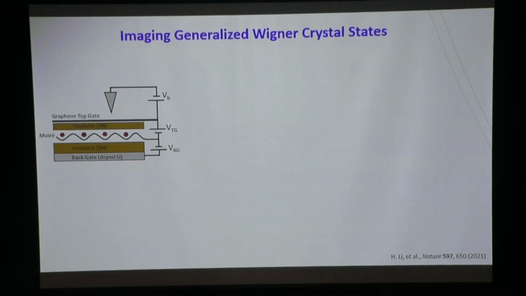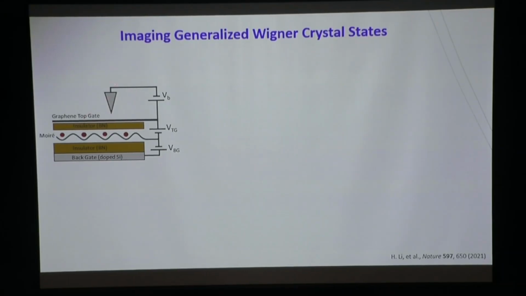And so what we did to image these Wigner crystal states is we took a moiré superlattice and we sandwiched it between boron nitride, as you see in this little cartoon, and then we put it on top of a silicon wafer, and we put a piece of graphene on top, and we charged up those electrodes, and so that allowed us to put electrons into the moiré the same way that you charge up a capacitor. And so that's called gating.